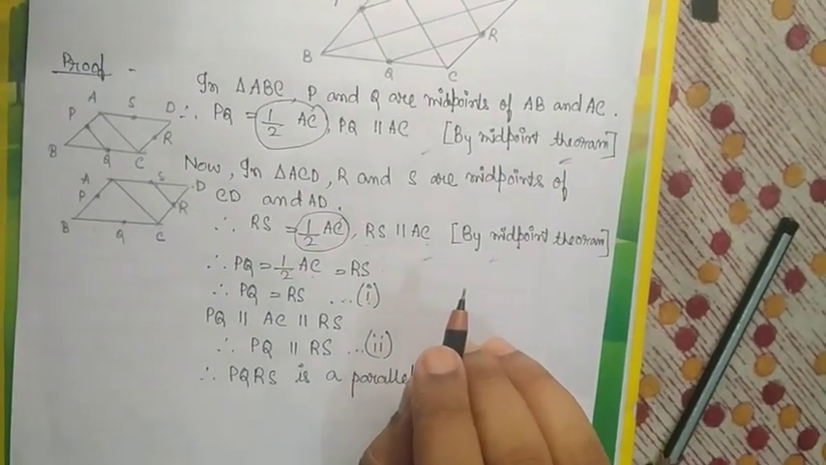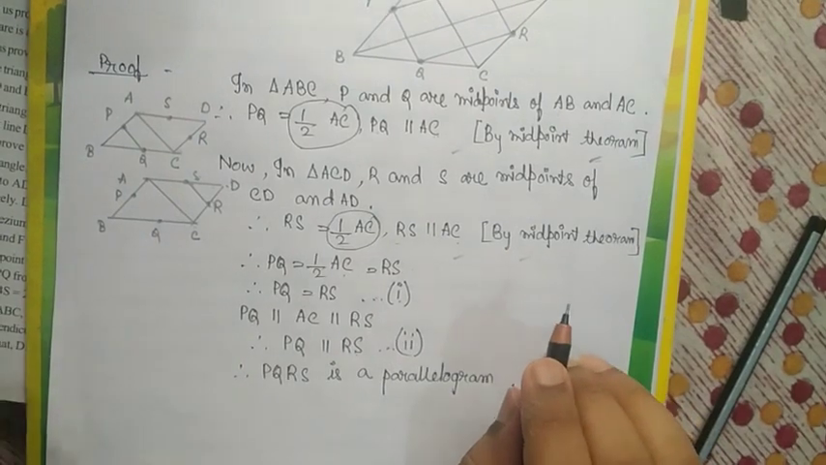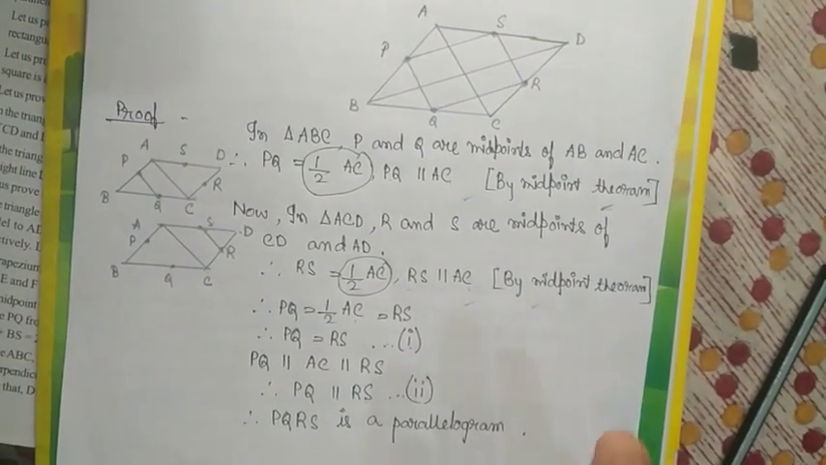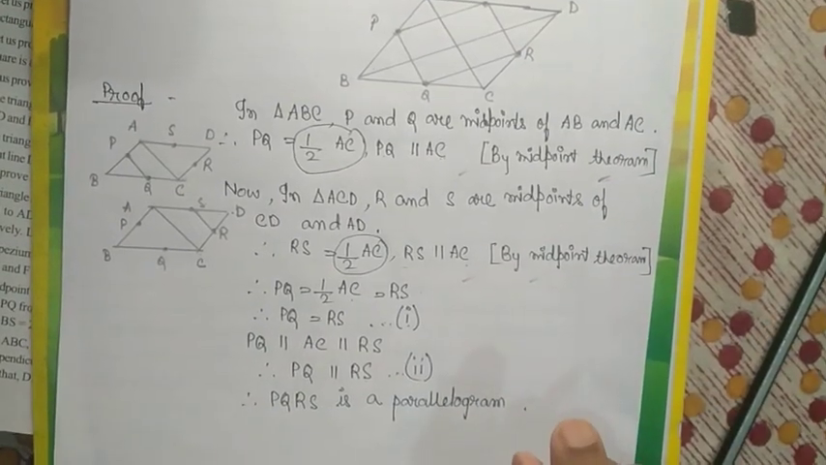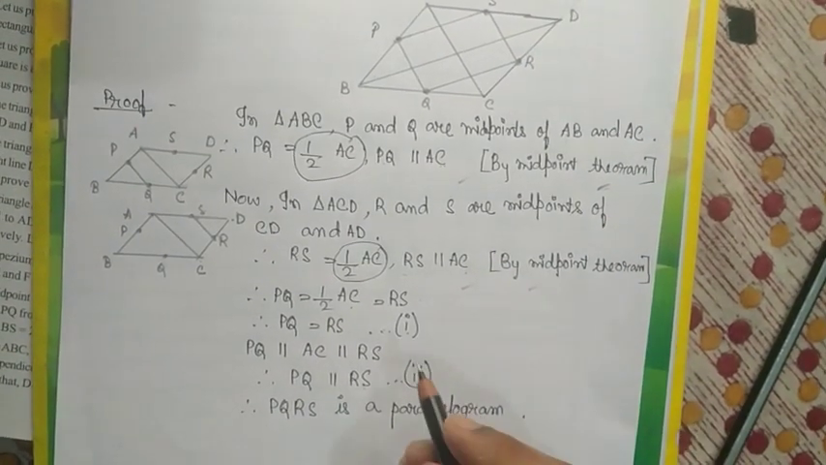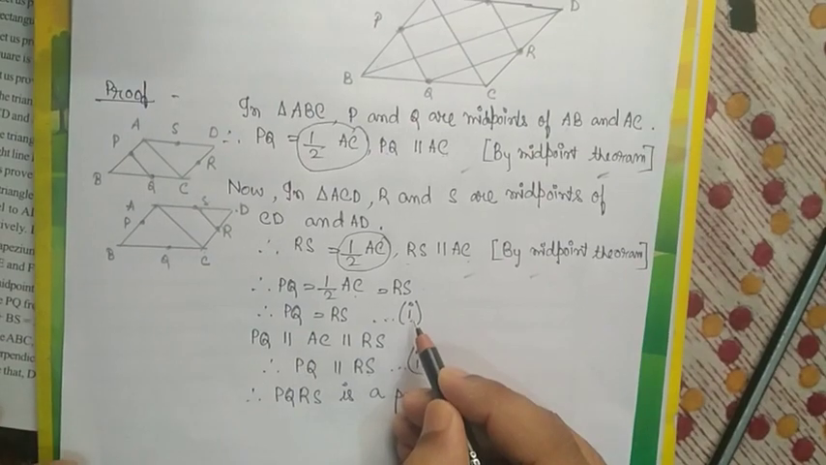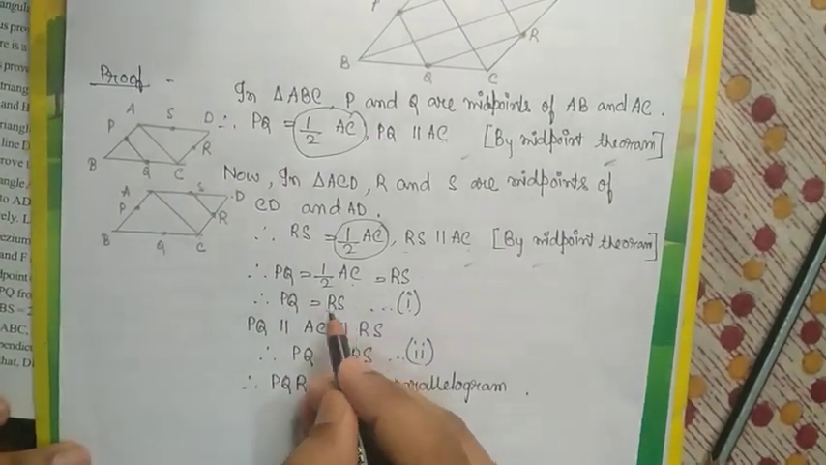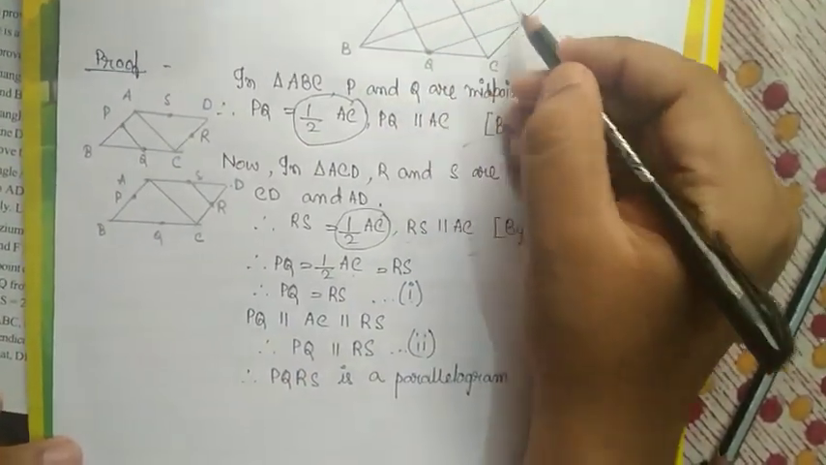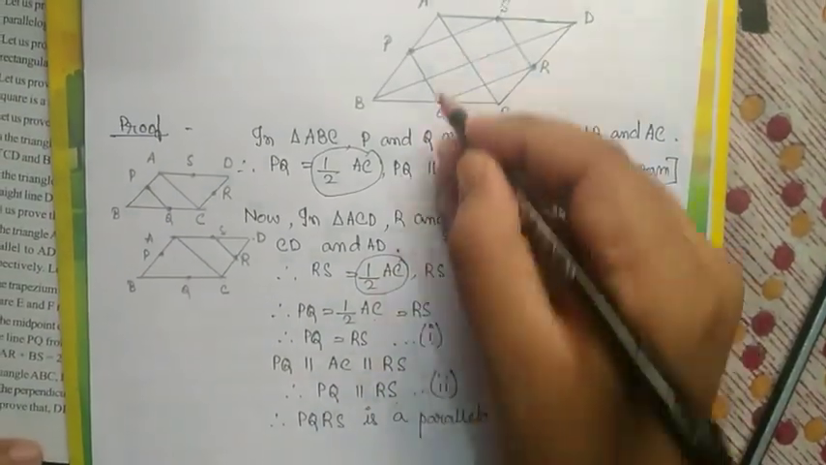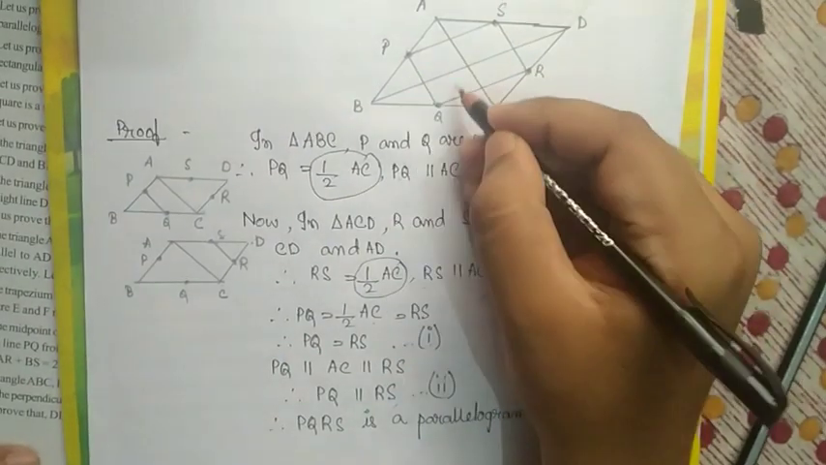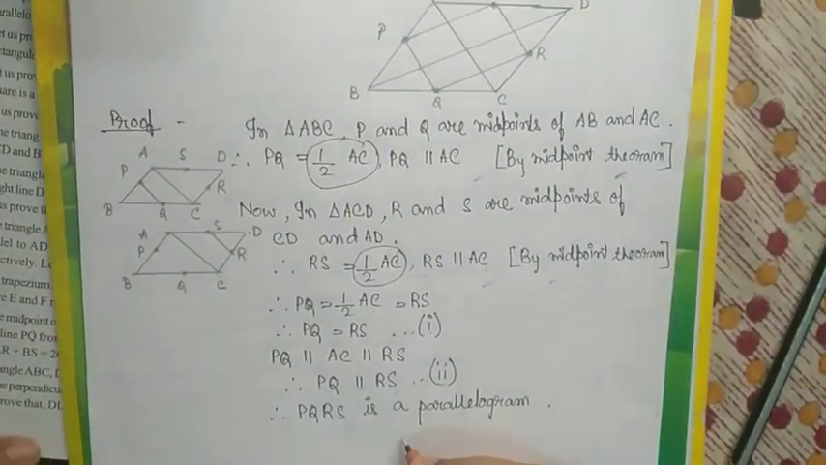Now all of you know, in chapter number 6, if we prove that one pair of opposite sides of a quadrilateral are parallel and equal, then it is a parallelogram. Here this is condition number 1: PQ and RS, both opposite sides, are equal, and the second condition, PQ and RS are both parallel. Therefore PQRS is a parallelogram. Proved.